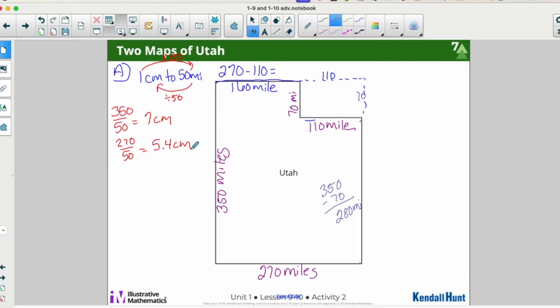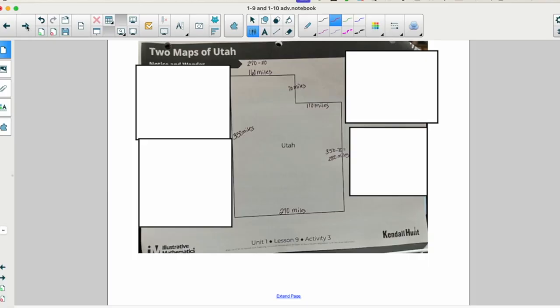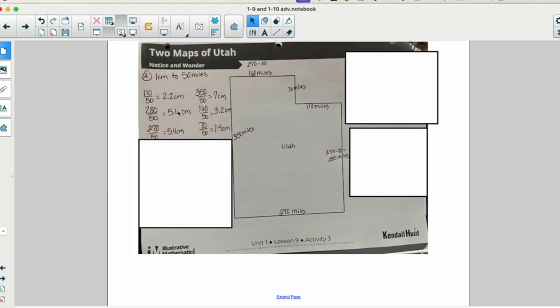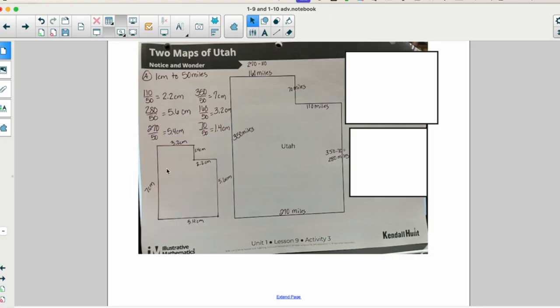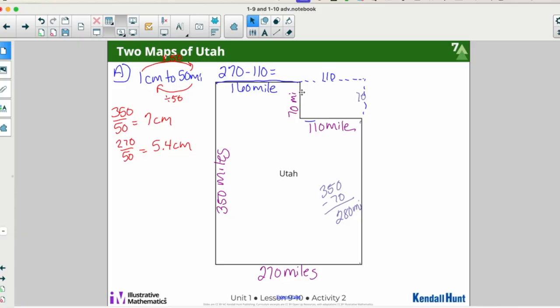And I've already done all the calculations for us, and you can see our dimensions there. And I've drawn with a ruler and measured it out. And there's my scale drawing. Then we wanted to create diagram B, where we had 1 centimeter to 75 miles. Which one do you think is going to be bigger, A or B?